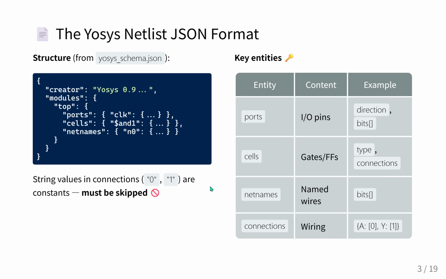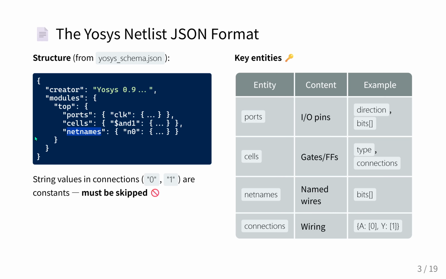You have the ports, the cells, the net names for named wires, and the connections, which represent the actual physical wiring between everything. Now, I'm looking at the slide showing the JSON structure for these connections, and I'm noticing something that seems like a trap. Oh, what are you saying? Most of these wiring connections are mapped with integer numbers, like wire ID 5 connects to wire ID 10.